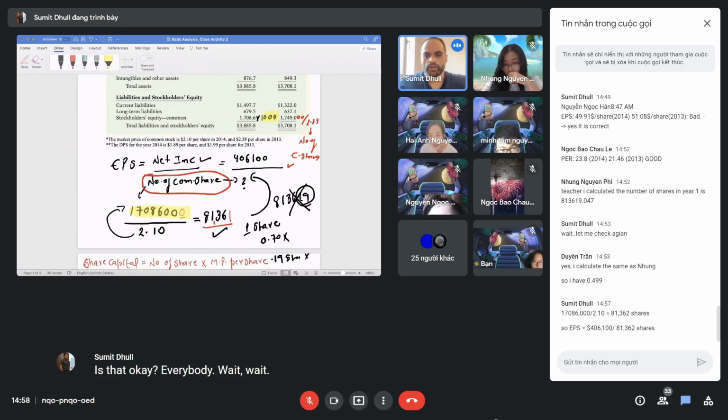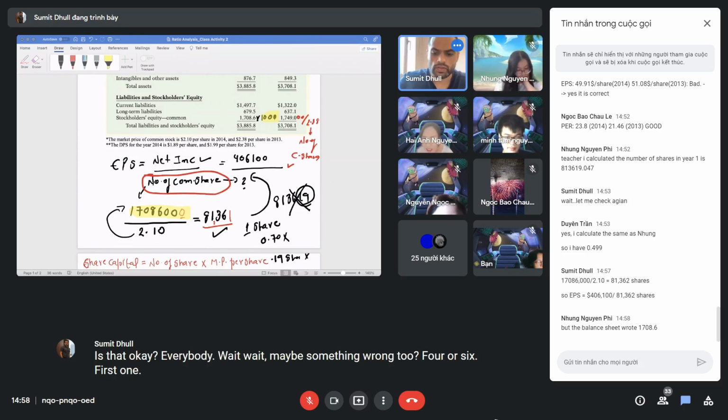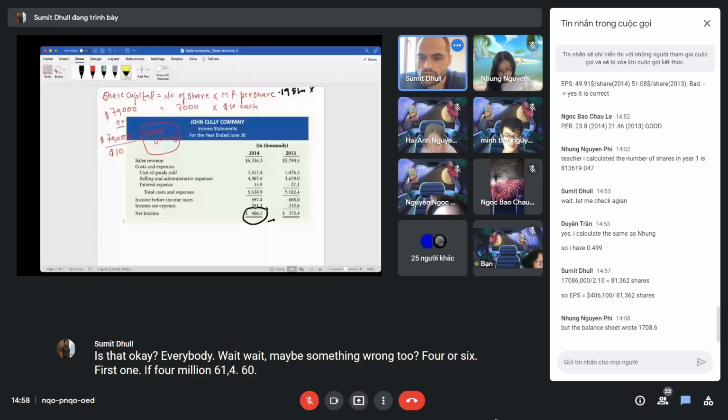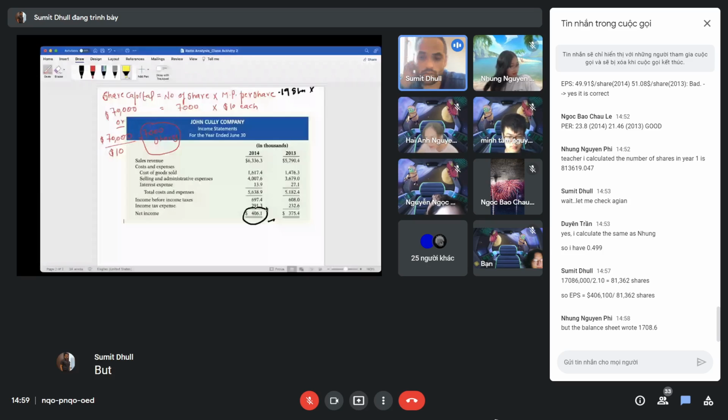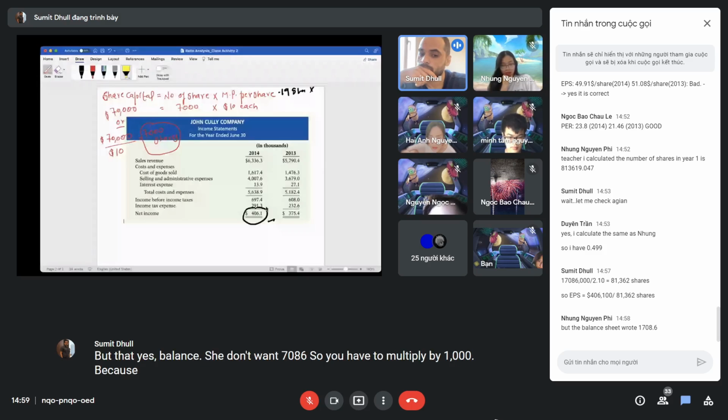Wait, maybe something is wrong too. 406.1 multiplied by 1,000 is 4,061,000. But the balance sheet wrote 1,708.6. So you have to multiply by 1,000 because all the numbers are in thousands.